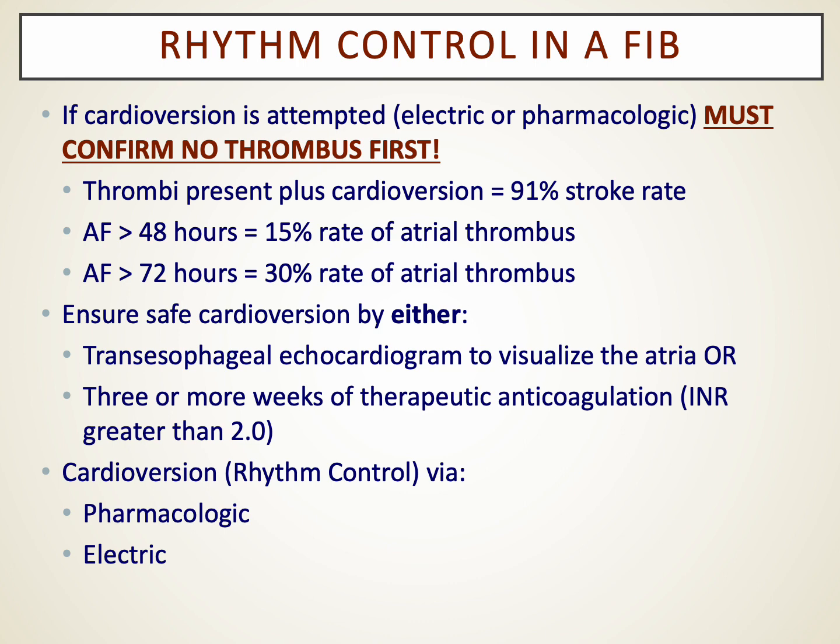And so as such, we really need to be very careful about doing that. We want to ensure safe cardioversion for patients, and we would do that for those folks who have been in AFib for more than 48 hours, either by getting a transesophageal echocardiogram to visualize the atrium and rule out a clot, or by putting them on 3 weeks of anticoagulation before we give them rhythm control.